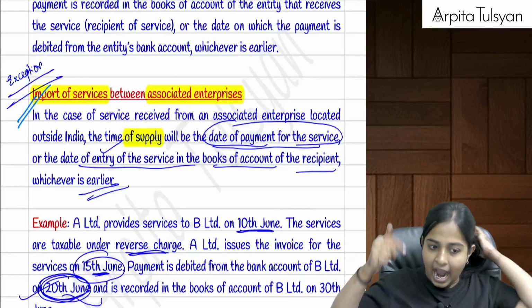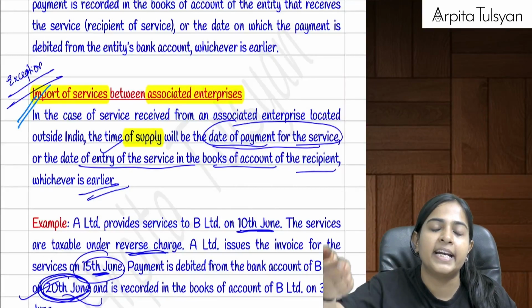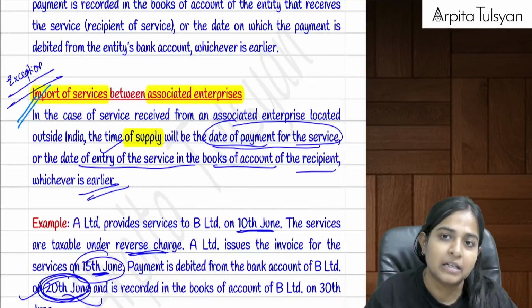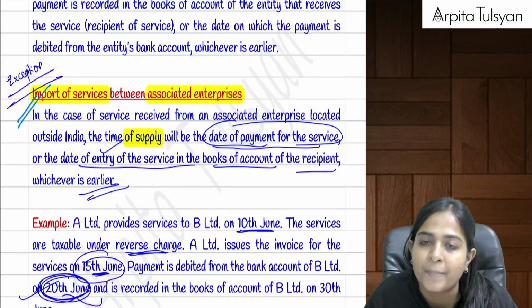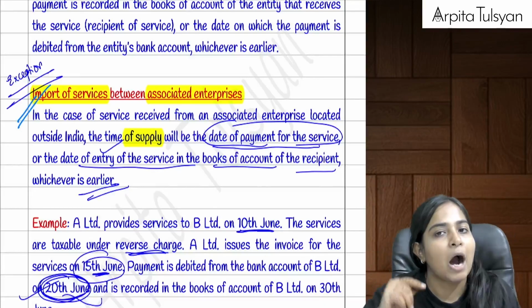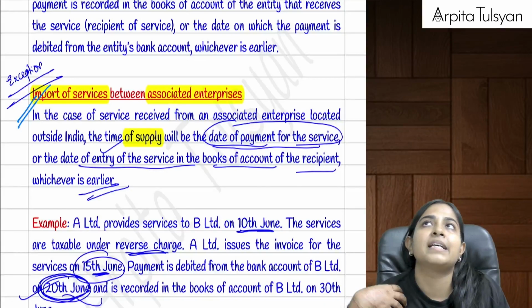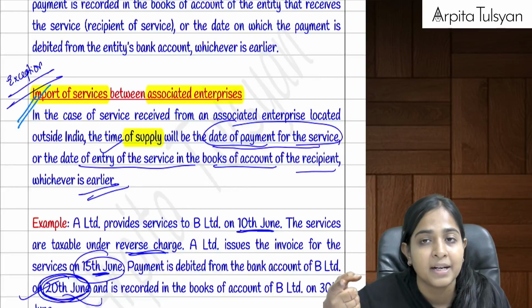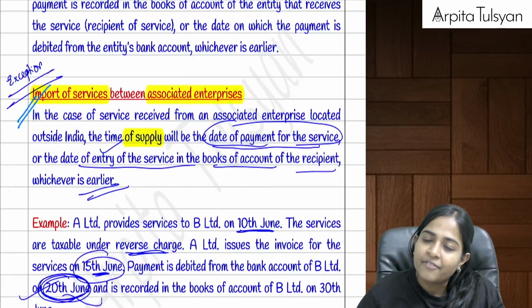Now let's say I am here in India, my associated enterprise is located outside India. I am receiving some service from an associated enterprise located outside India. I am the service recipient, that person is the service provider. Since the service provider is located in a non-taxable territory, can we say a reverse charge mechanism will be applicable?